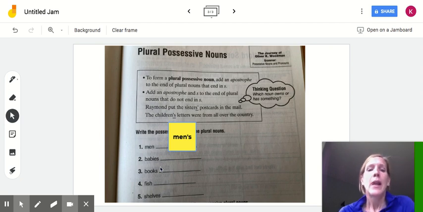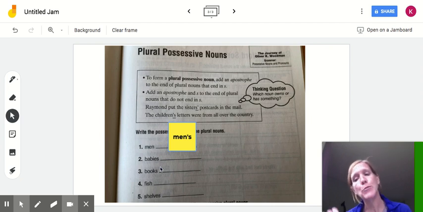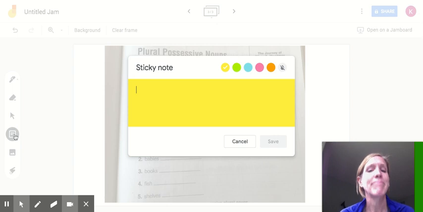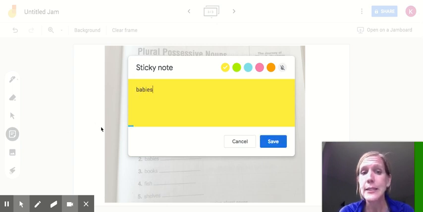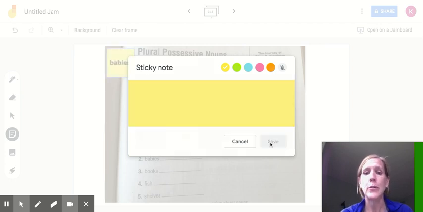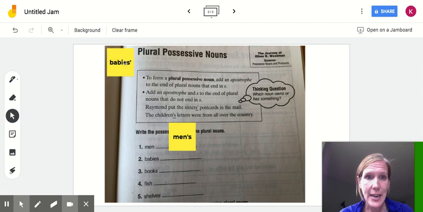Okay. So the babies' cribs, right? More than one baby, more than one crib, but the babies' cribs or the babies' cries or the babies' books. Okay. If it's already plural, more than one baby, it ends in an S. So all we're going to do is, you got it, add an apostrophe. So here's the word babies. And we're going to just add an apostrophe. That's all we're going to do because it already has that S there.